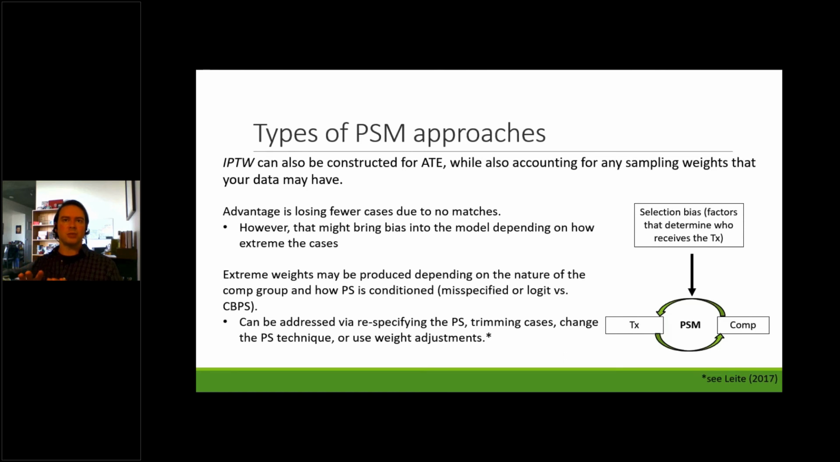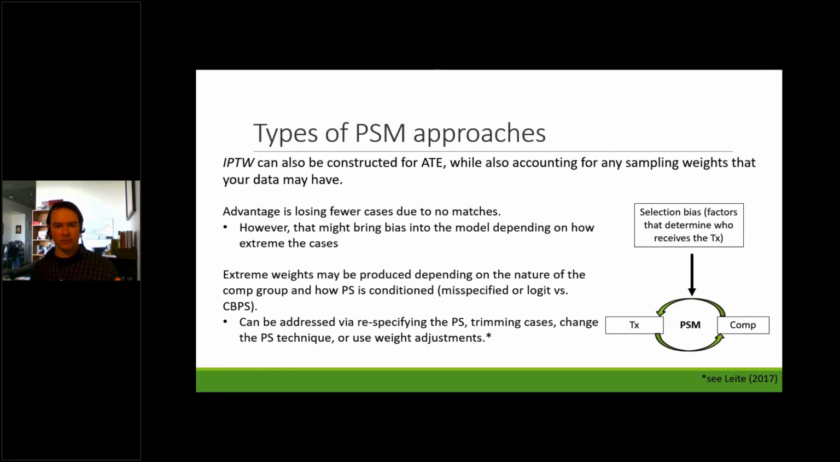assuming that you have addressed your missing data issues. As a quick aside, any case that has missing data on a variable that you're trying to use in the propensity score modeling will not get a propensity score itself. So it's important to know that you might lose cases because of missing data, and that's a whole other issue, talking about dealing with missing data in relation to propensity score modeling.